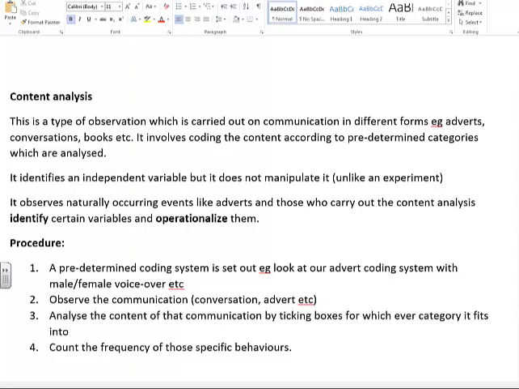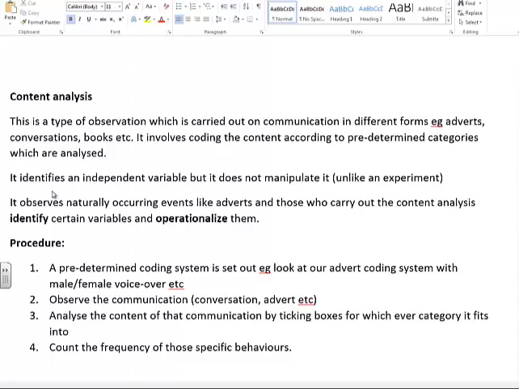So what is it? It's a type of observation which is carried out on communication. Okay, lots of different types of communication. So for example, advertisements are forms of communication. Conversations, as we know, books, magazines, and so on and so forth. So lots of different types of communication, and this is observing them. And what we do is we code them in terms of what we call predetermined categories, things we've set out to investigate, and then we analyse them. And I'll talk about the method in a moment.